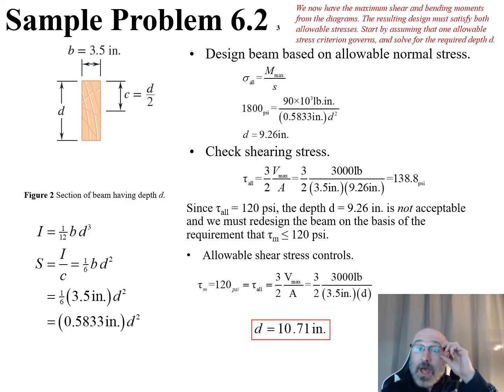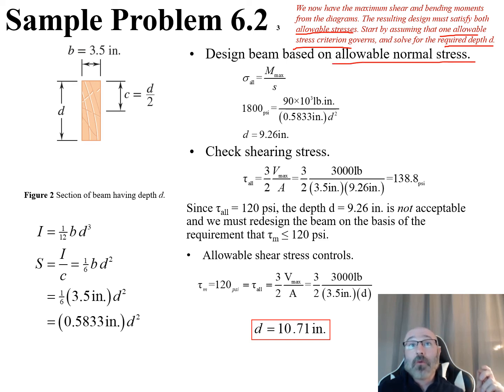So we now have the maximum shear and bending moments that we acquired from our shear and bending moment diagrams on the previous slide. What we can do from here is go back to our procedure for analysis. We want to realize that the resulting design must satisfy both allowable stresses. We decided to start by assuming that only one allowable stress criterion governs and solve for the required depth D based upon that criterion. We also decided to start with our allowable normal stress.